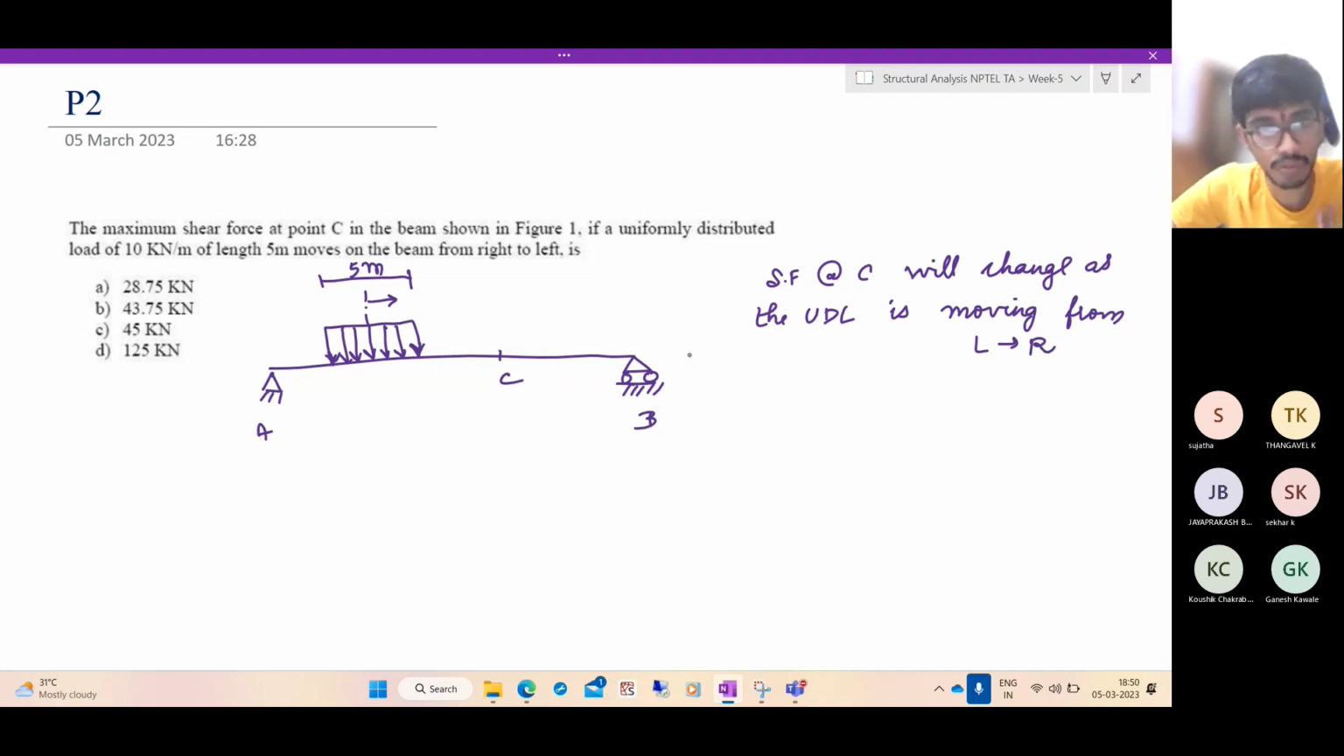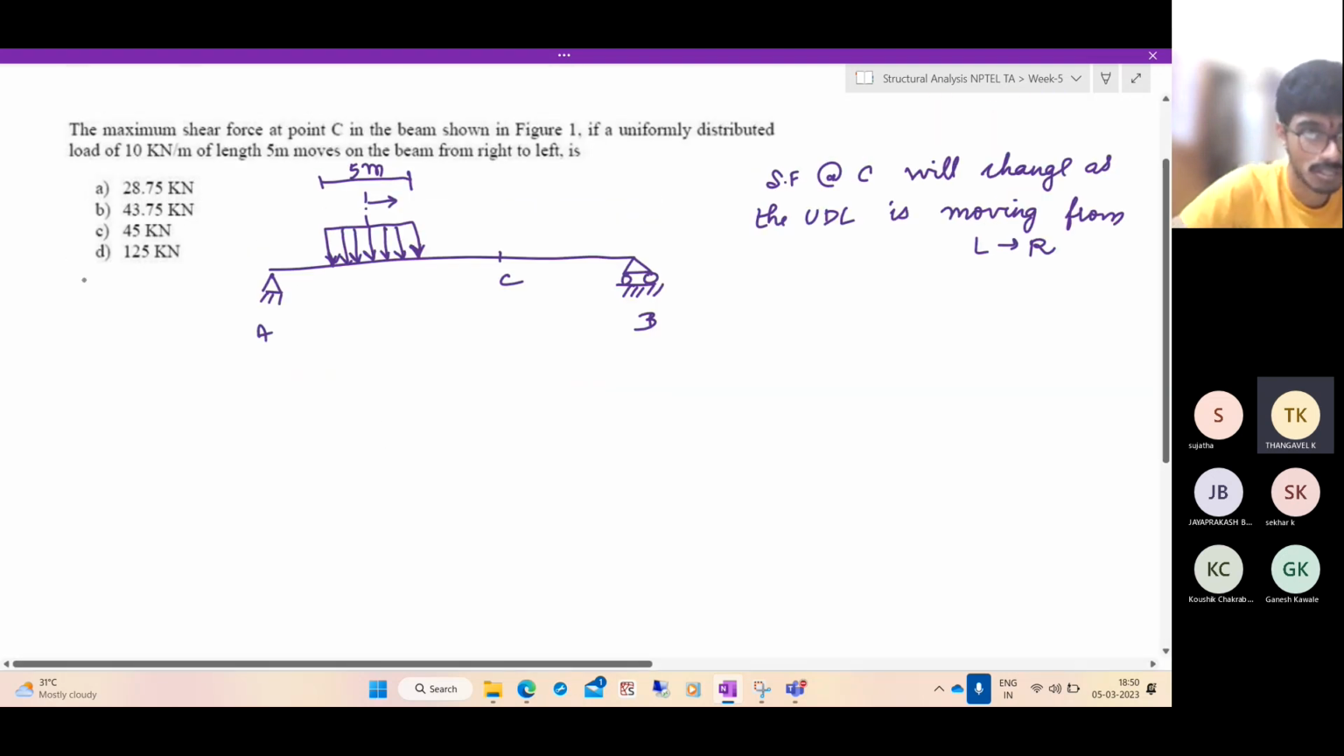So intuitively, you know that when the applied UDL is very close to the point C, you will get maximum shear force, right? If it is closer to the supports, then the reaction will take care of the load. If it is somewhere in the middle, then the beam will bend a lot and the shear force will be more. So that is our intuition. Let us also check how to do it. Now, how do we determine the shear force at the point C? The principle here that we'll be using is the principle of superposition, which we already went through a long time ago.